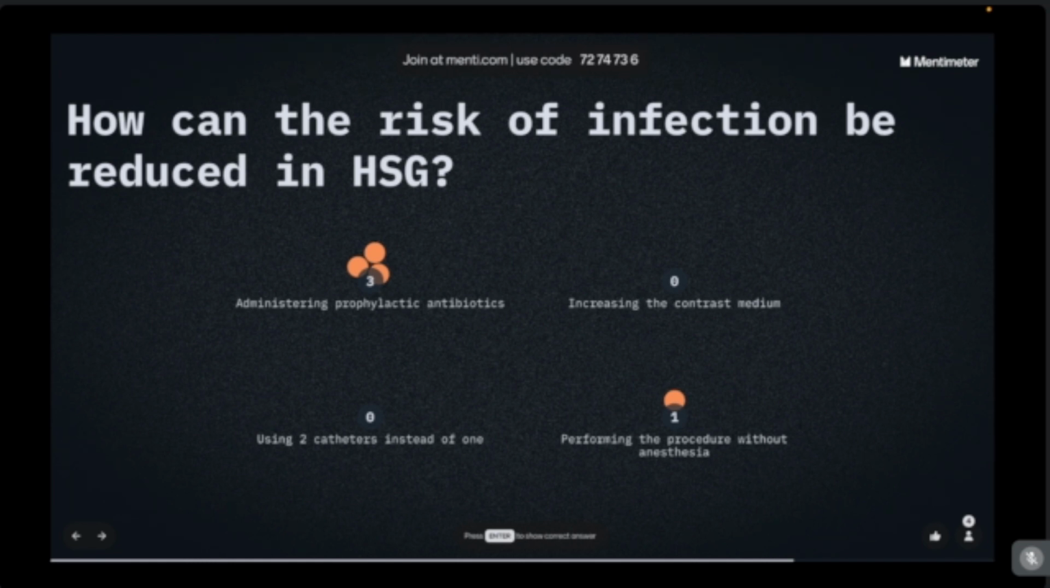We have one participant that really loves the word anesthesia. They always want to choose the answer that has the word anesthesia in it. That's good. So the right answer is administering the prophylactic antibiotics.